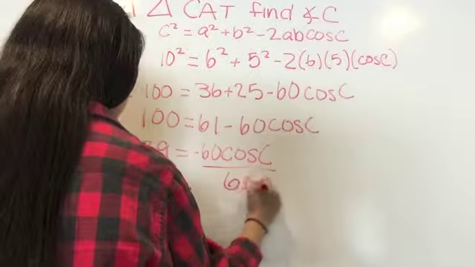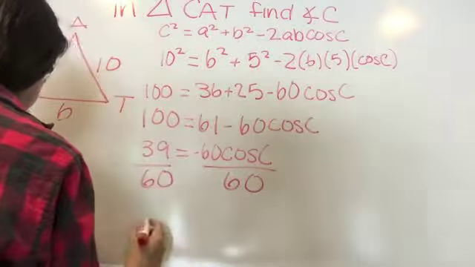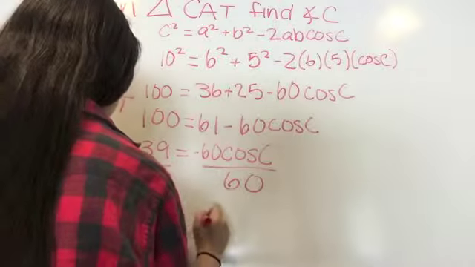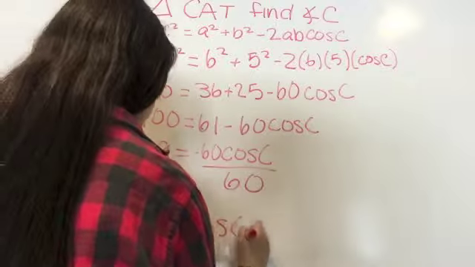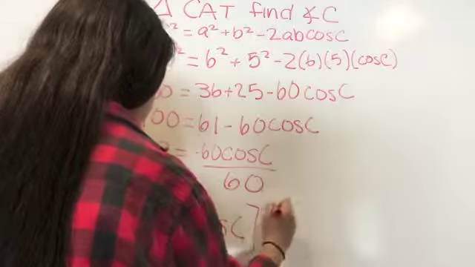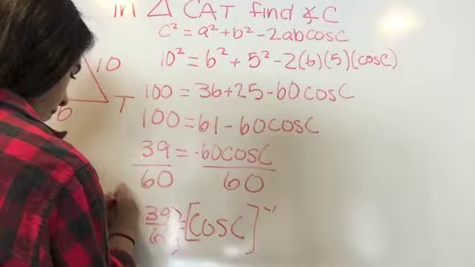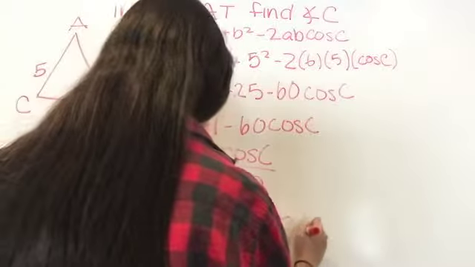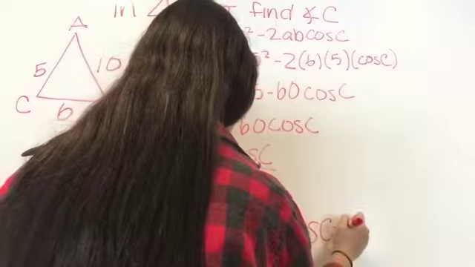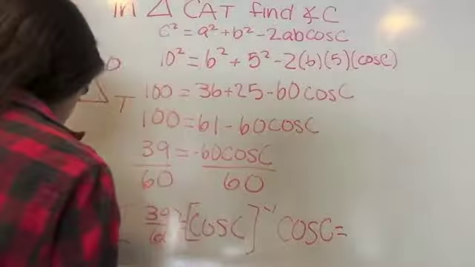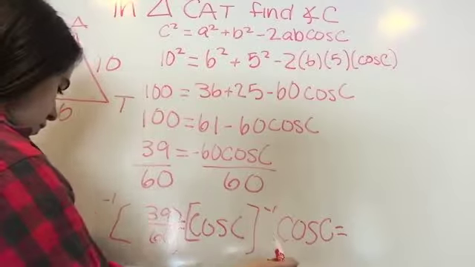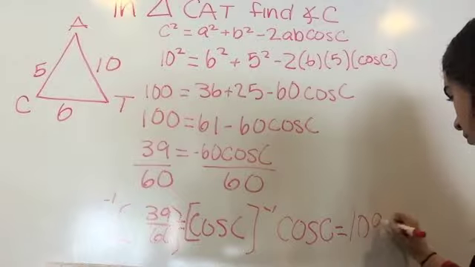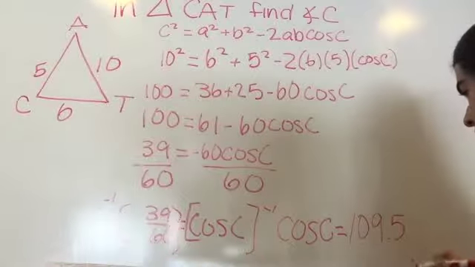In order to isolate the cosine of c, you must divide both sides by negative 60. You then get that 39 over negative 60 equals cosine of c. You must take the inverse cosine in order to isolate c, and what you do to one side you must do to the other. Therefore, you take the cosine inverse of 39 over negative 60 equals c. You will then find, when you plug this into your calculator, that c equals 130.5 degrees.